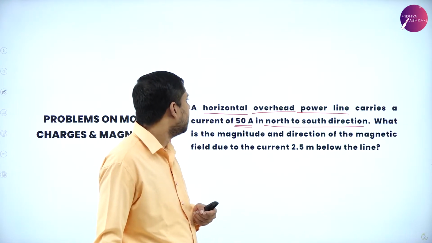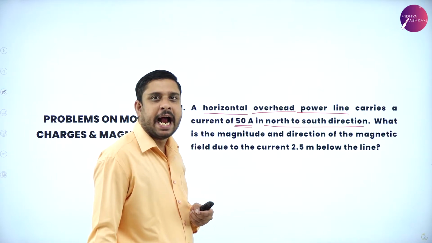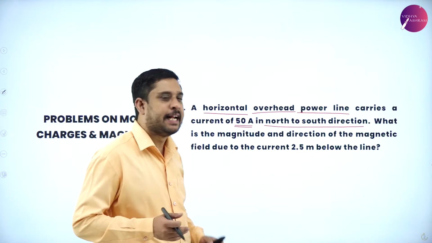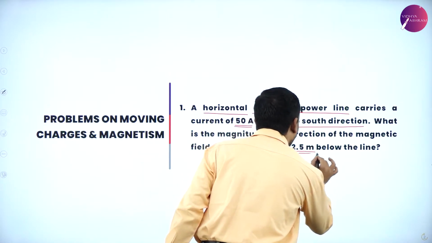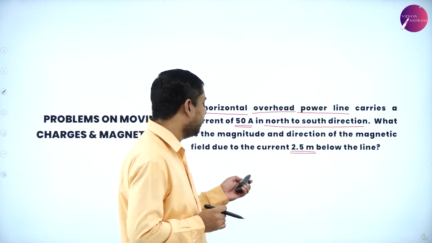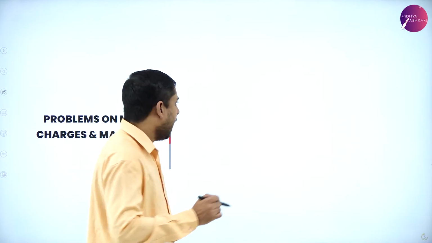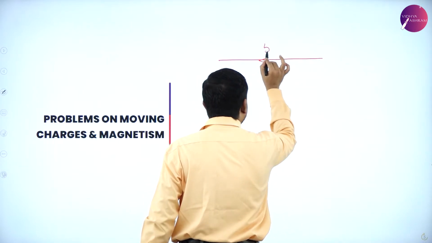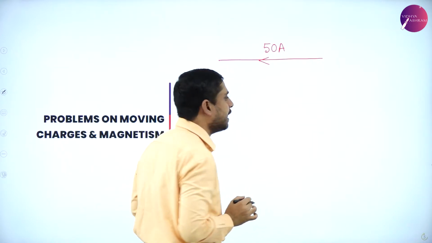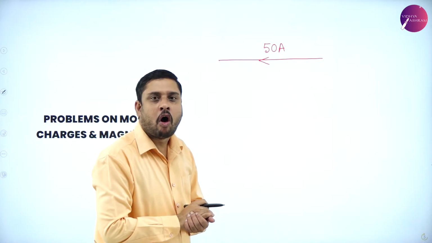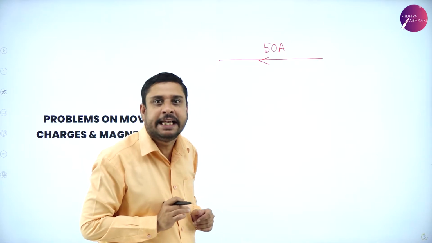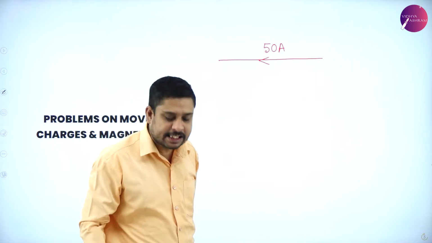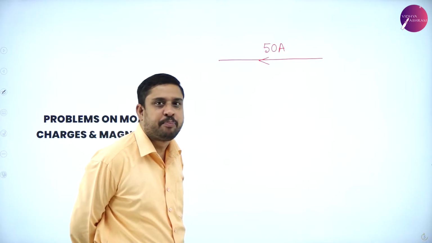What is the magnitude and direction of the magnetic field due to the current 2.5 meter below the line? Which means I assume this is a horizontal cable, a horizontal power line, a horizontal wire which carries a current of 50 ampere.